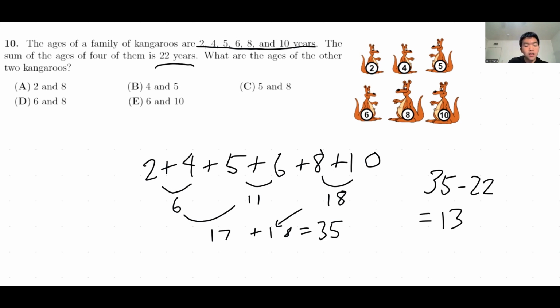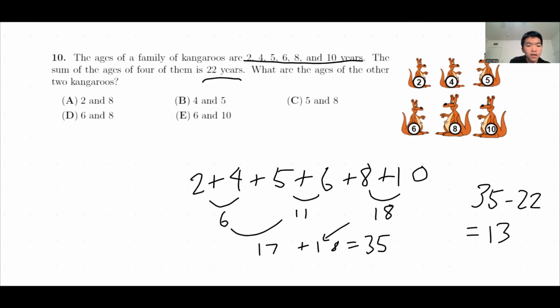So for A, the sum is 10. That's not true. Then for D, the sum is 14. It can't be D. For B, the sum is 9. It can't be B. For E, the sum is 16. It can't be E. And that leaves us with C. And 5 plus 8 is, in fact, 13. So we know that our answer for question number 10 is going to be C.